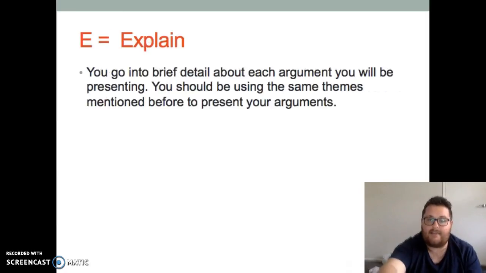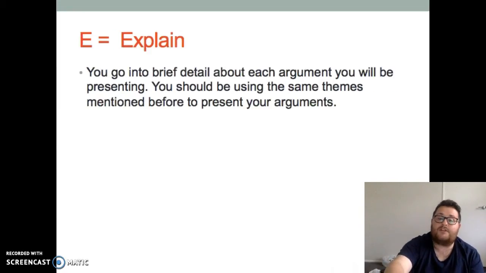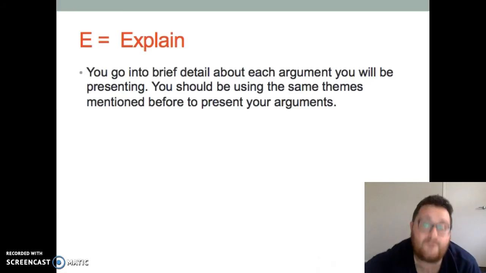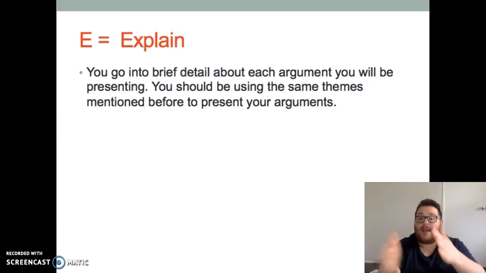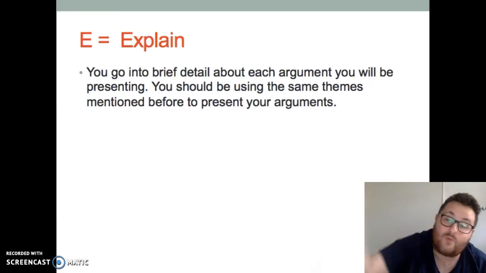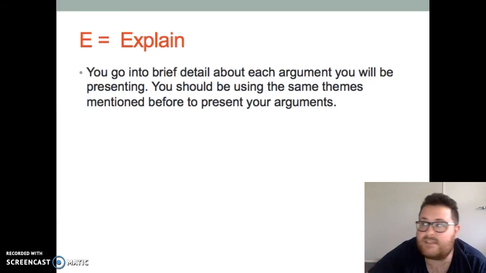The texts and then the explaining, so you go into brief detail about the arguments you're going to be presenting. These are interchangeable. If you look at the introduction that I've written, I've actually mixed them together, and that's okay, as long as you introduce what the text is and why it's relevant. Okay, this doesn't mean telling me the plot.